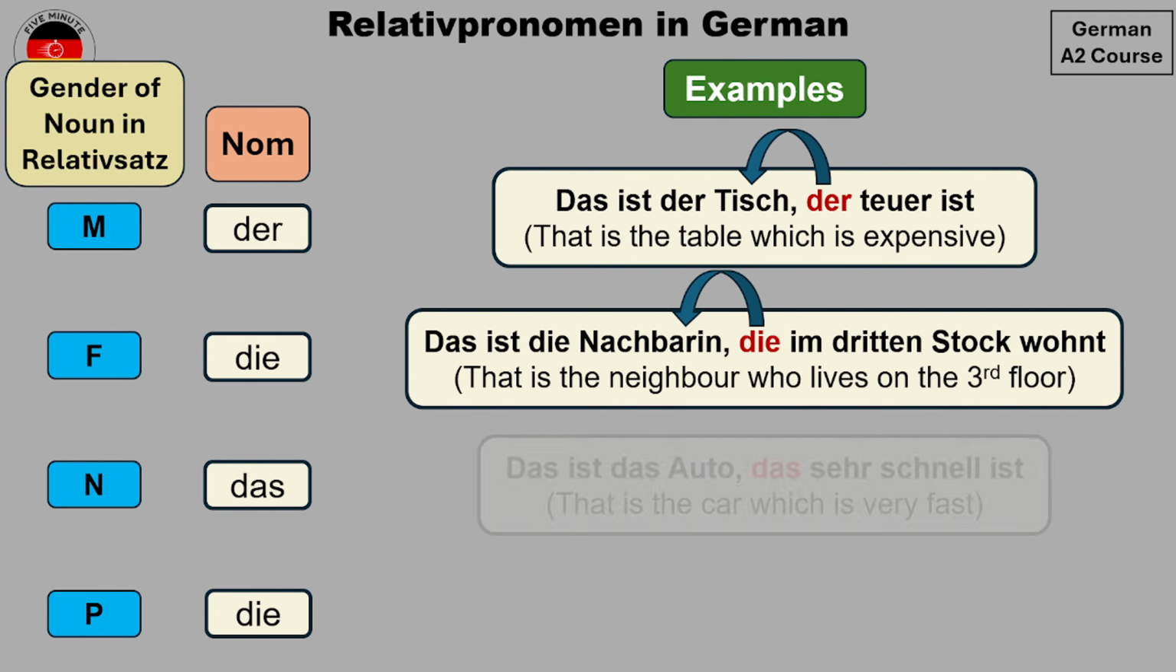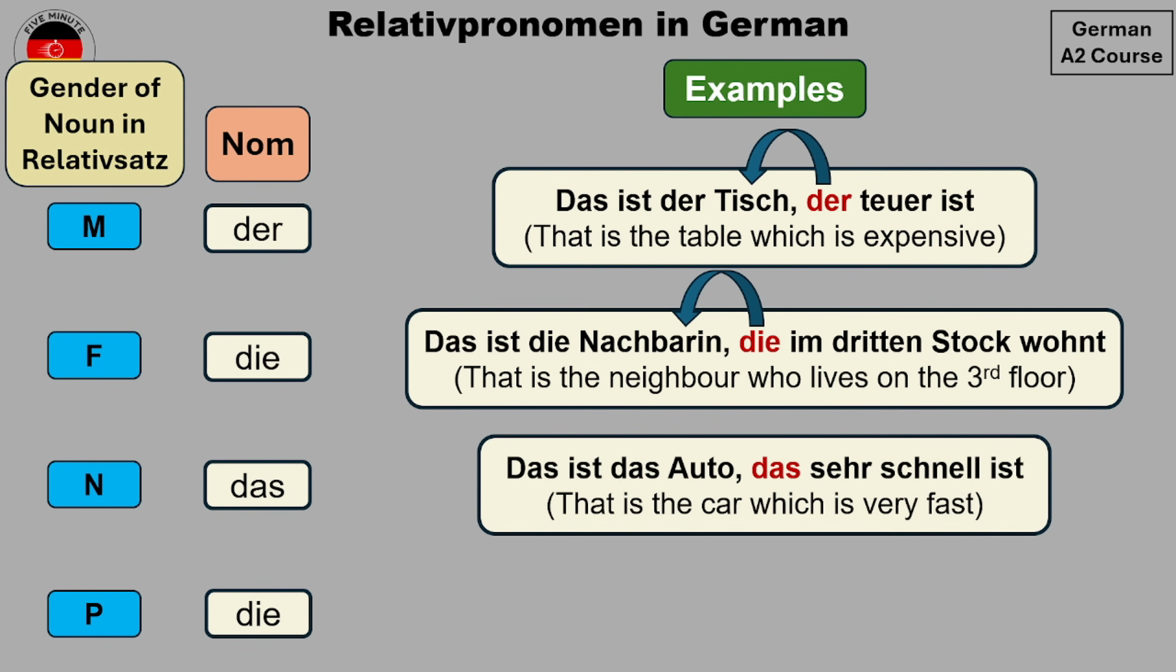Then we have the example, "Das ist das Auto, das sehr schnell ist." That is the car which is very fast. And Auto, as you see, is das Auto.